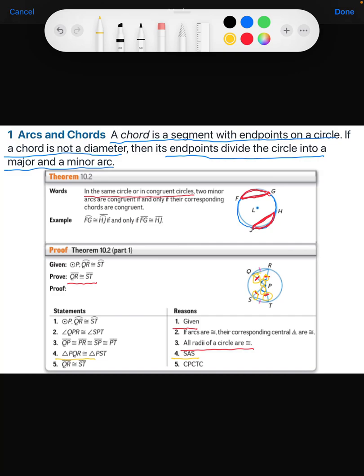So then we can say the two triangles are congruent to each other by side, angle, side. And thus, since QR and ST are both corresponding sides in congruent triangles, we can say corresponding parts of congruent triangles are congruent. So QR is equal to ST.